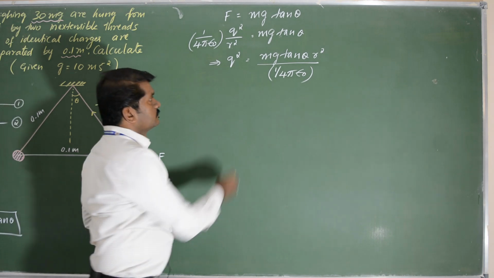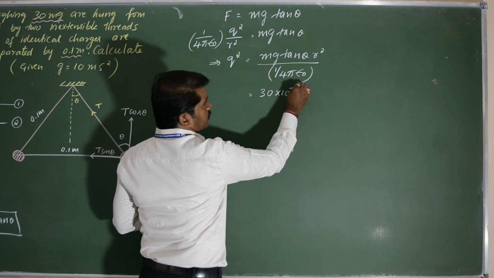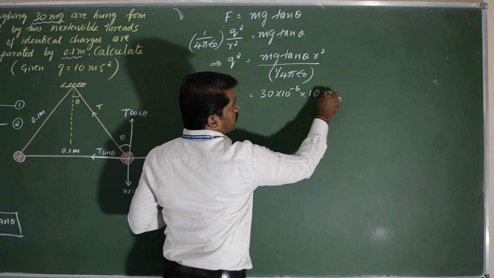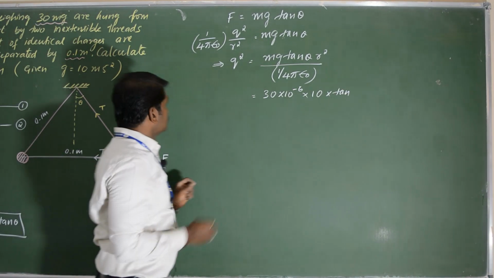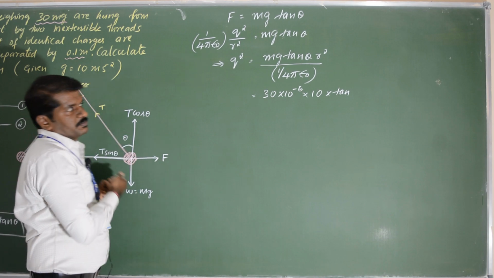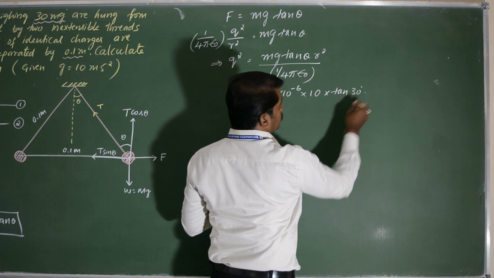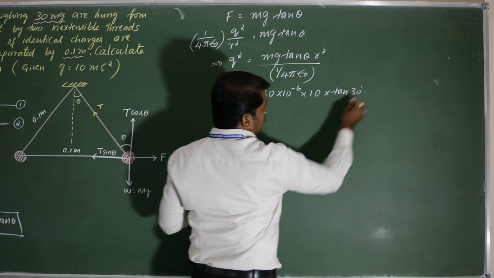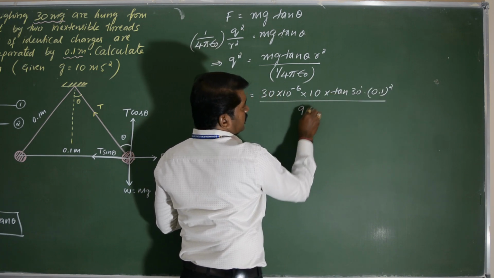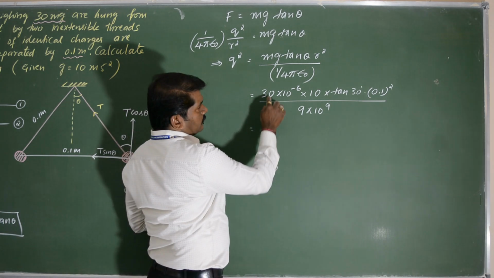Substitute the values. m is given as 30 milligram, that is 30 into 10 power minus 6, into g, which is given as 10, into tan. Observe this diagram. Since it is an equilateral triangle, the semi-vertical angle must be equal to 30 degrees. Therefore tan 30 into r square, where r is the distance between the charges, that is 0.1 whole square, divided by 9 into 10 power 9. Then solve this.